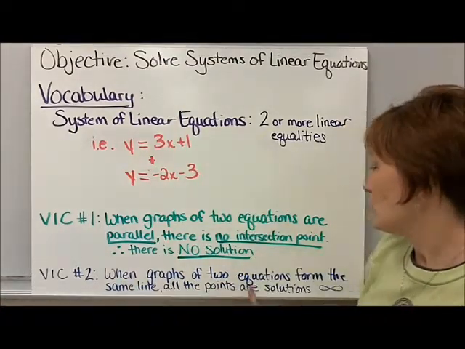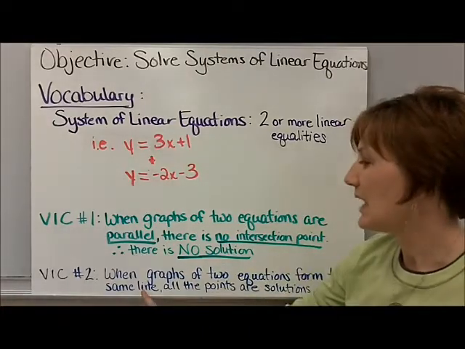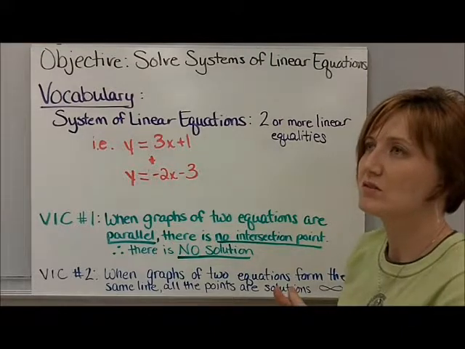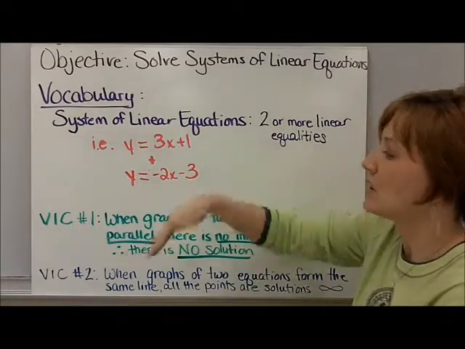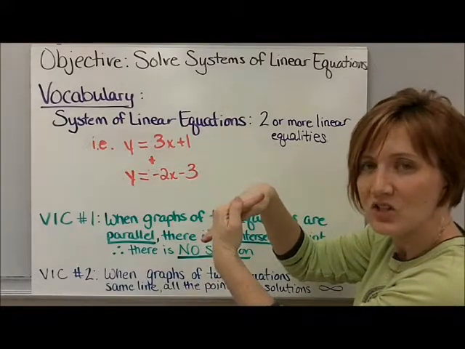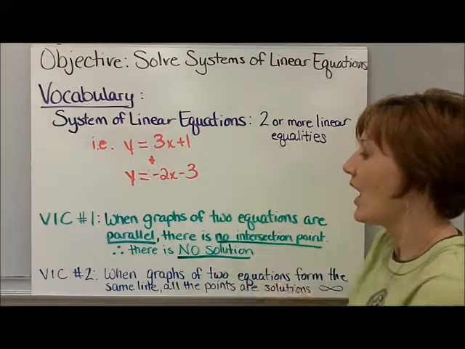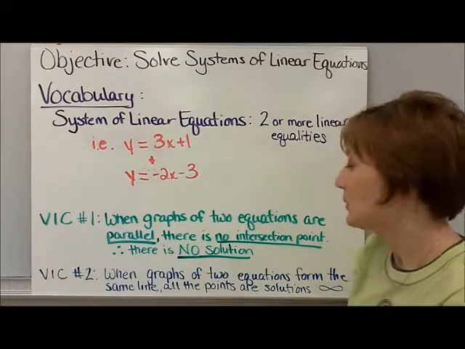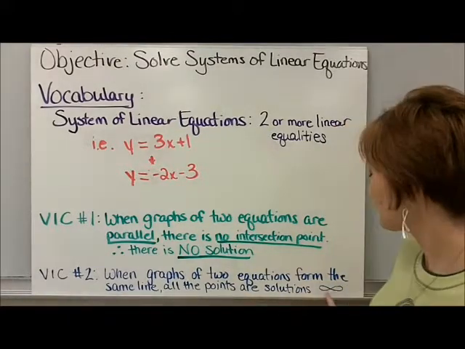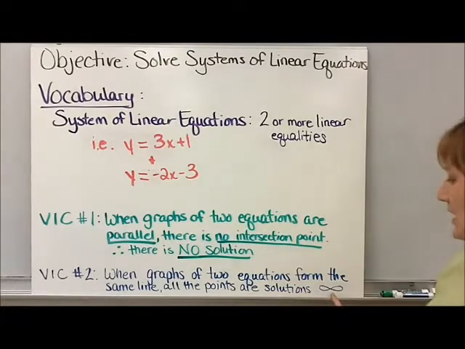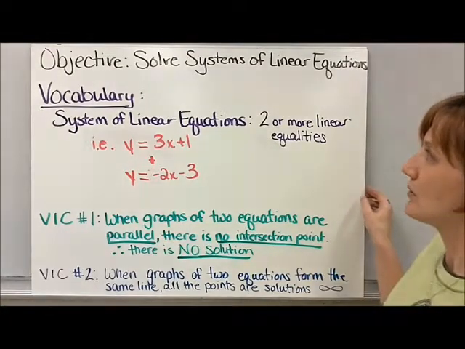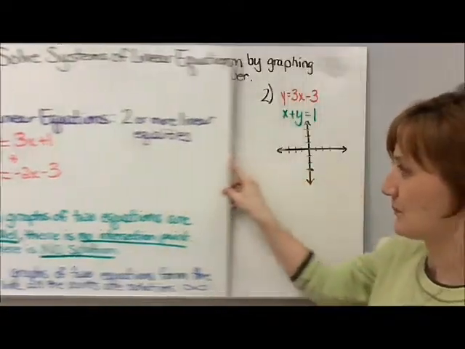When the graphs of two equations form the same line, all the points are solutions. So if one equation gives us a line, and another equation gives us the exact same line, every point on that line becomes a solution to those equations. And therefore, we have an infinite number of possibilities for our solutions.